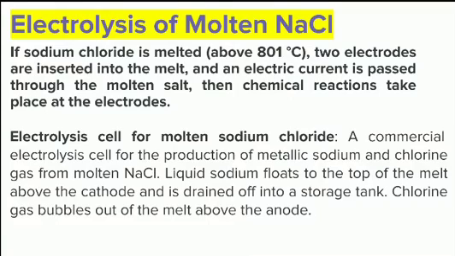Electrolysis cell for molten sodium chloride. A commercial electrolysis cell for the production of metallic sodium and chlorine gas from molten sodium chloride. Liquid sodium floats to the top of the melt above the cathode and is drained off into a storage tank. Chlorine gas bubbles out of the melt above the anode.